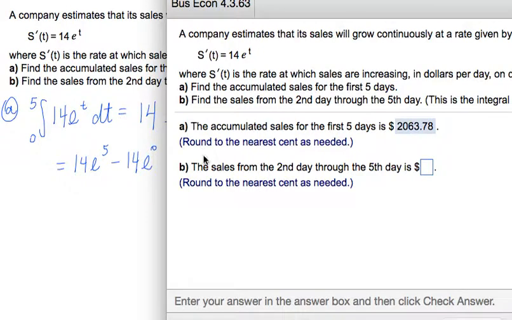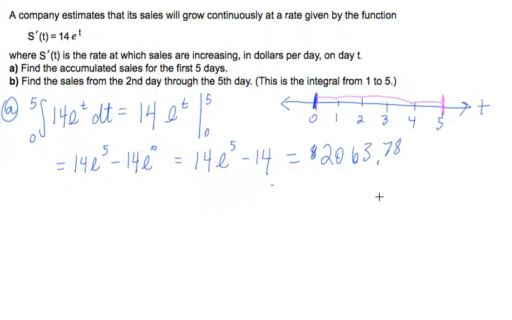Okay, then next we want to find the sales from the second day through the 5th day. And nicely enough, they give us a hint that it is the integral from 1 to 5 because the beginning of the second day starts right here. So that's second day, third day, fourth day, 5th day. It's a total of 4 days in this integral. So for this one, we're going to integrate from 1 to 5 instead of from 0 to 5.